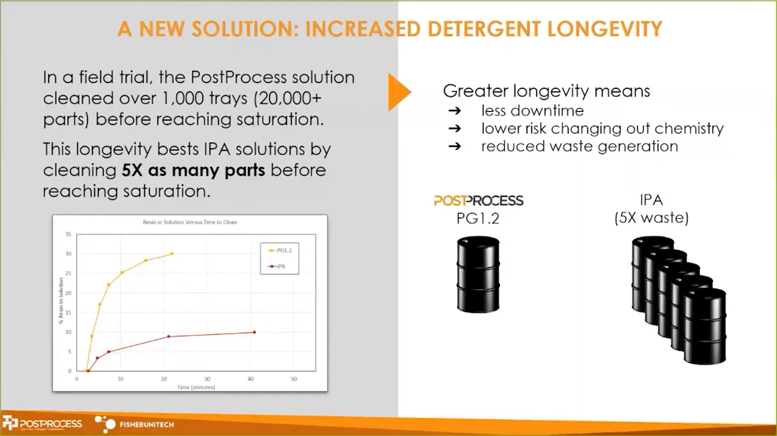So the second benefit I want to discuss with you is going to be the longevity of our detergent. So we performed a field test specifically to test how many parts we could process before reaching saturation. During this test, we also collected cycle times in order to keep track of how the resin saturation impacted the cycle times. If you look at this graph here, you'll see on the x-axis, we have time, and on the y-axis, we have resin in solution.